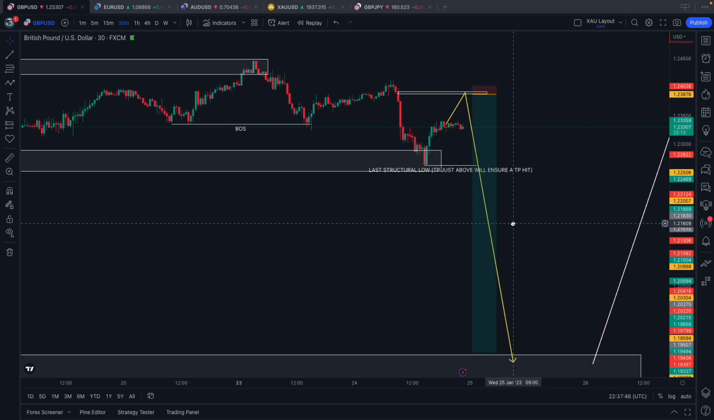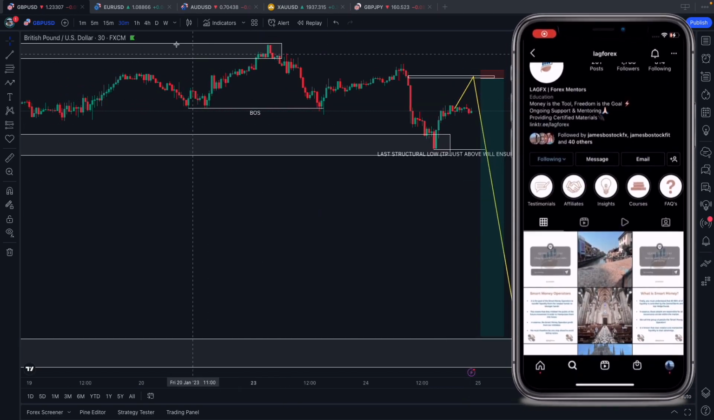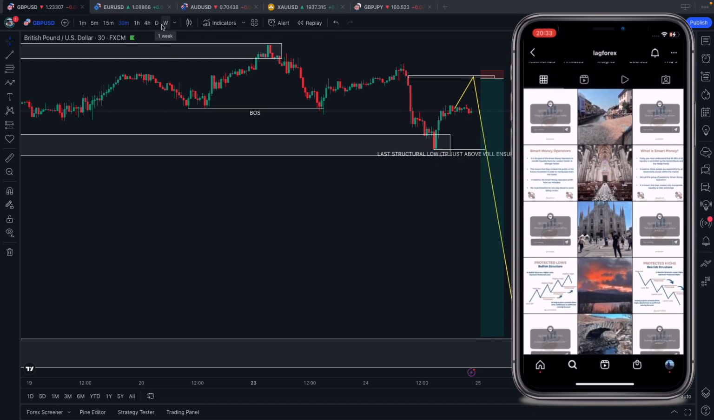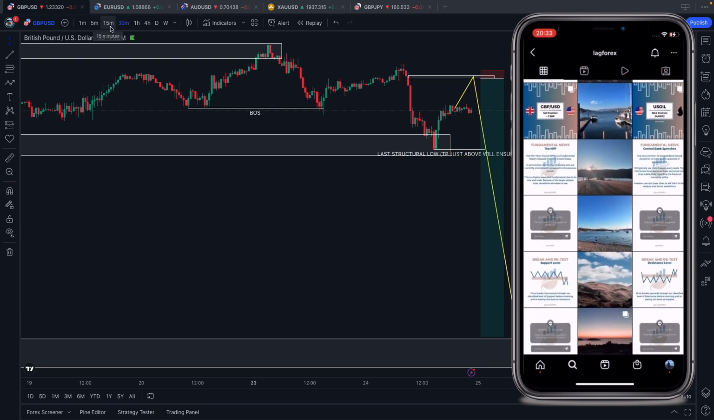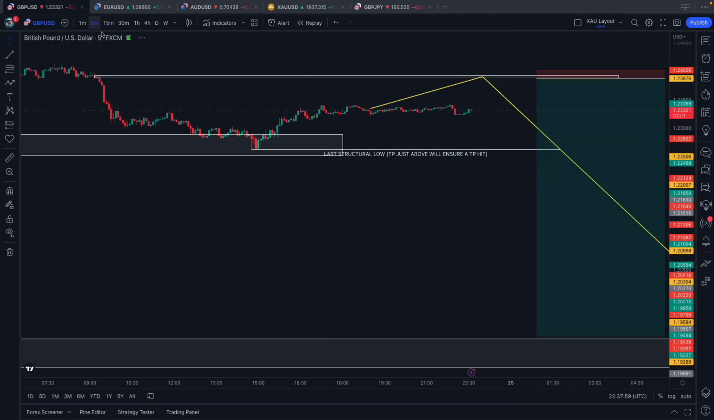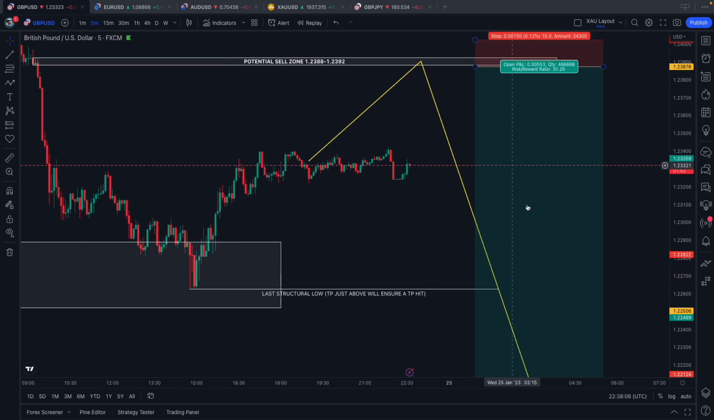And we have been able to develop this story, and we understand these zones just by doing a full top-down analysis, going from the weekly to the daily to the 1 hour. Now we're looking at the 30-minute. We could even go down as low as the 5 and 15-minute, where we found this potential sell zone to actually sell into the market.